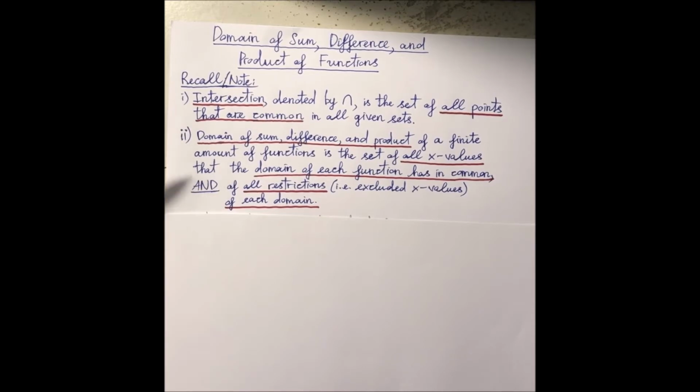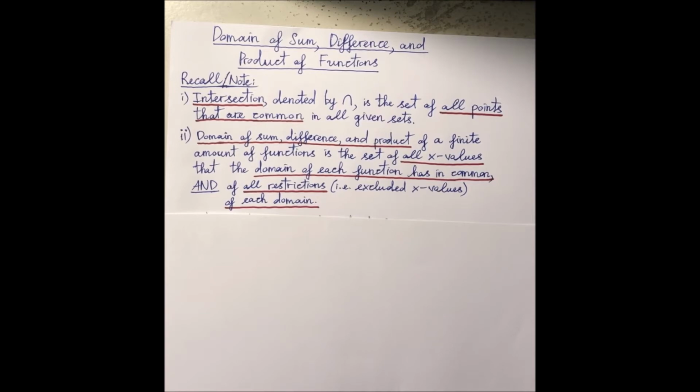Now, the second definition is the domain of the sum, difference, and product of a finite amount of functions, which is defined to be the set of all of the x values in common that each function's domain has, as well as all of the restrictions, aka excluded x values, of each domain. And remember that a restriction, or excluded x value, is a specific x value that would make a function undefined when you plug it into the function.